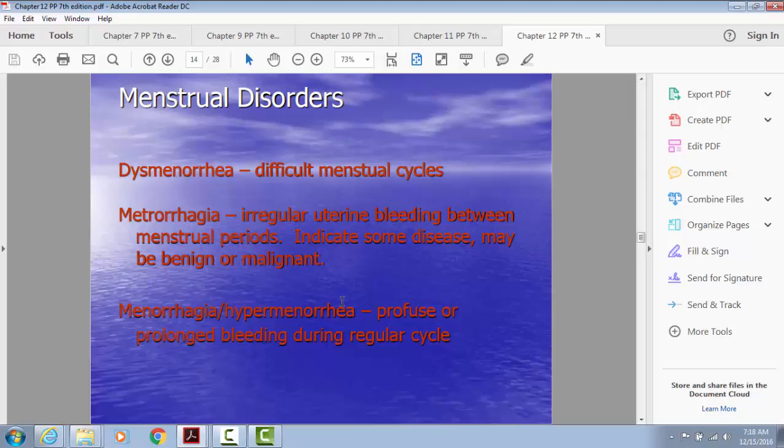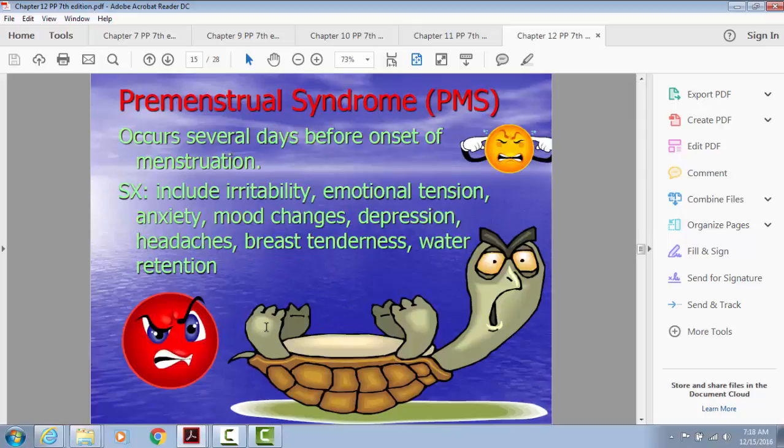Menorrhagia or hypermenorrhea, hyper being the key there, is profuse or prolonged bleeding during a regular cycle. So if a female is going through more than like 1 pad per hour, that is considered a prolonged bleeding, or profuse, I should say.